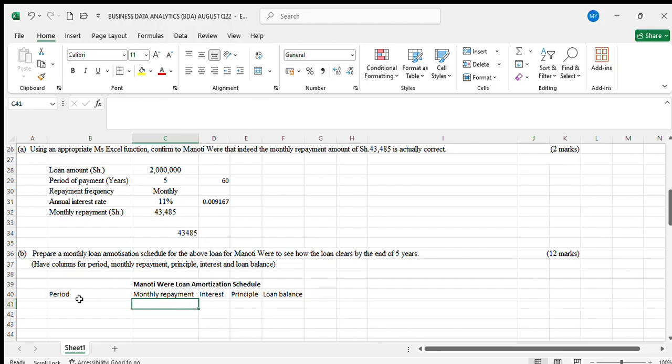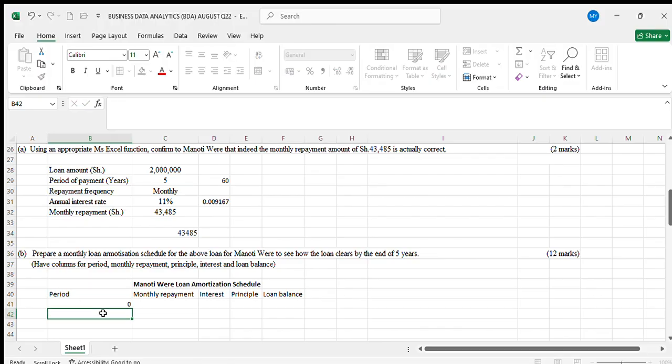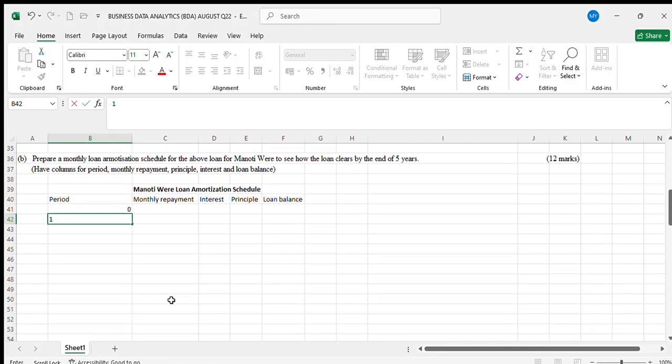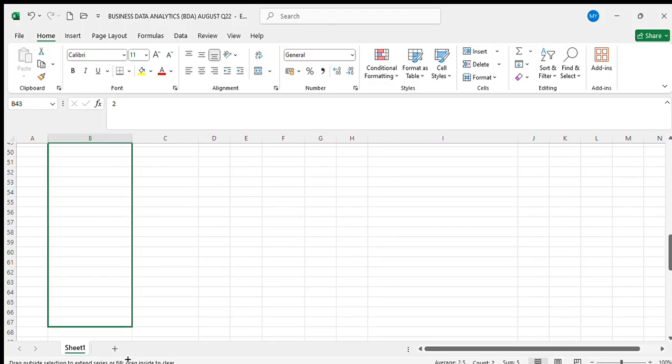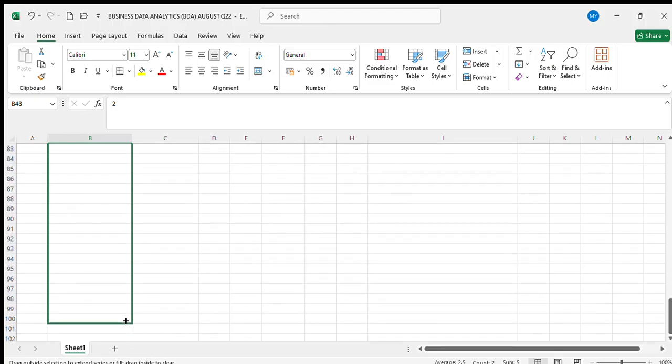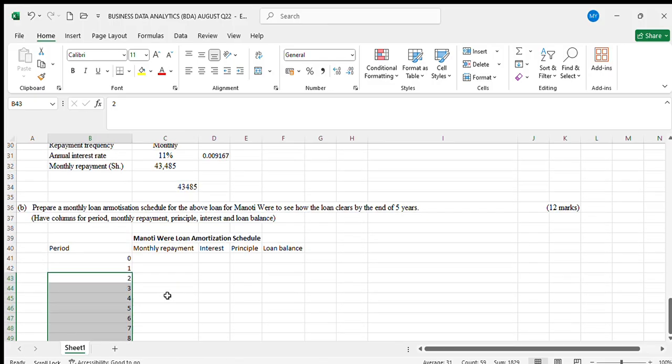So it is the period, monthly repayment, interest, principal, and the loan balance. So the period we can start with 0, then 1, up to 60. But now we can't keep on doing this up to 60. So these are shortcuts we can do. We can fill the series, and then we drag up to how many months? 60 months. Yes, because 5 years times 12, that's 60 months.